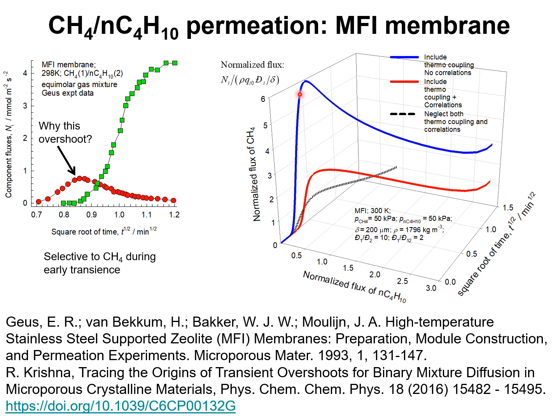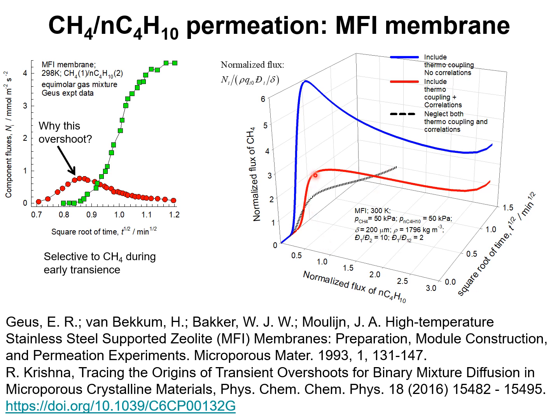The blue line shows a model in which thermodynamic coupling effects are included, but the correlations are considered to be negligible. The red line shows the simulation data for the model that includes thermodynamic coupling and also the correlations or slowing down effects. The dashed line represents a model in which both thermodynamic coupling effects and correlations are ignored.